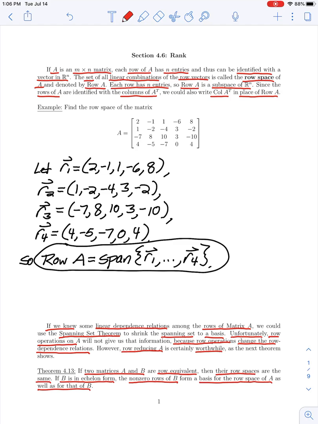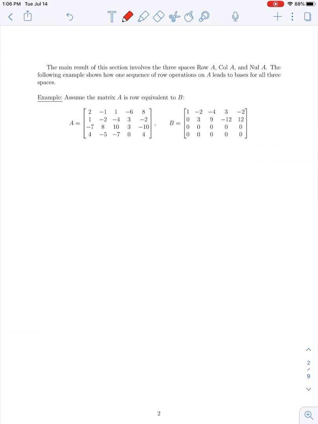So if we were interested in finding a basis for the row space of a matrix, we could row reduce our matrix down to echelon form and take the non-zero rows of our matrix in echelon form as our basis vectors. So let's consider an example making use of this new theorem.